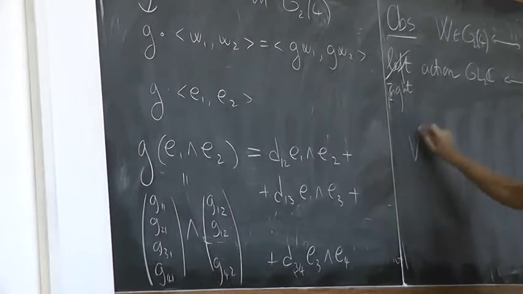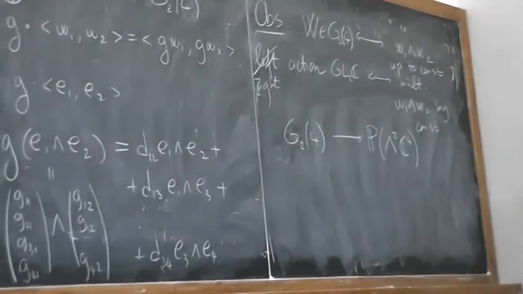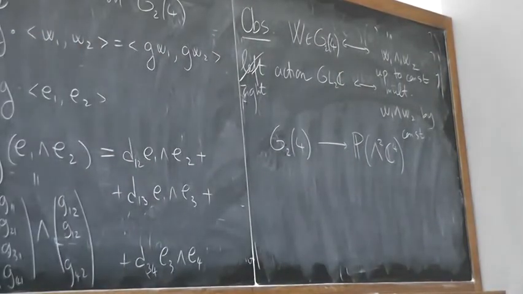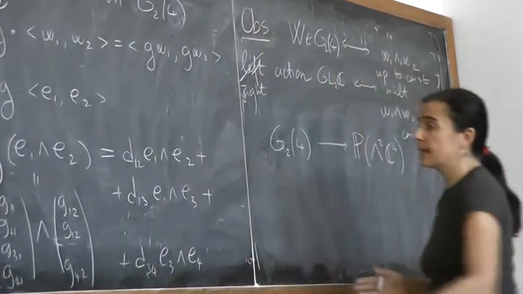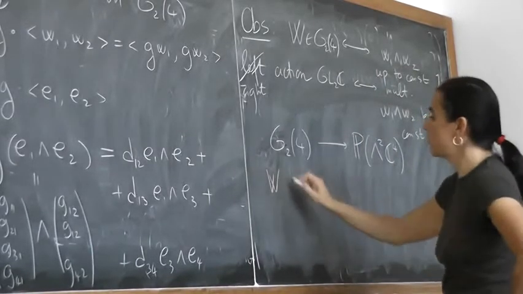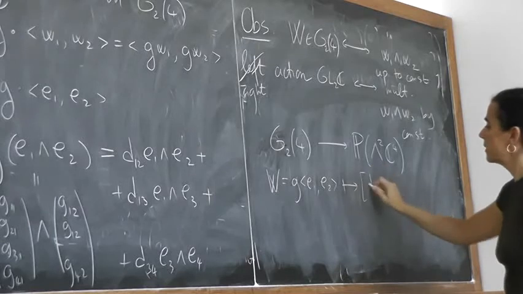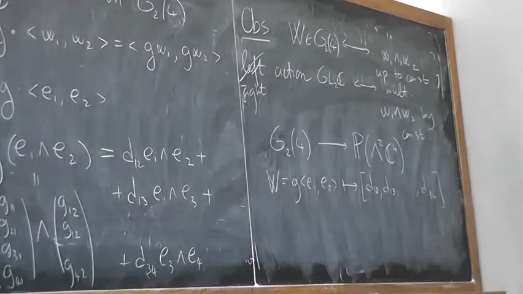So W, for the Grassmannian, I need to fix a basis to produce this embedding. So the W is the wedge W1 wedge W2, but if I read it in coordinates, so first of all, the transitivity gives me all the Grassmannian. Then to some W, which is G, E1, E2, I associate this. And this is well defined because of the observation that Marta was asking.